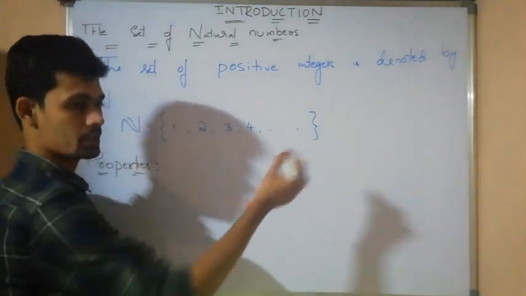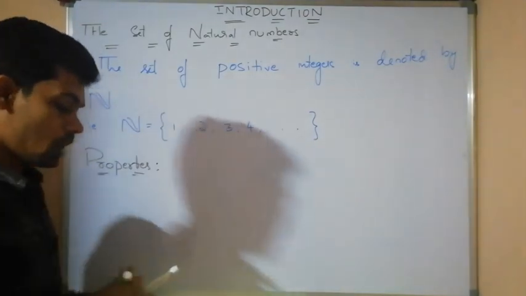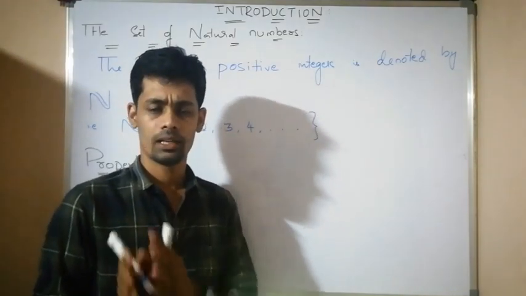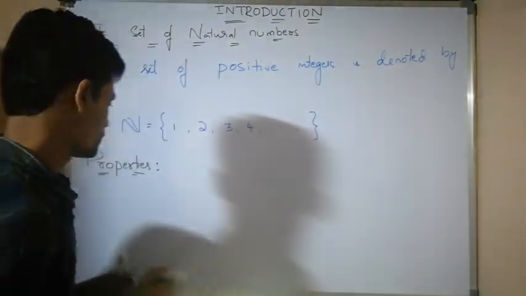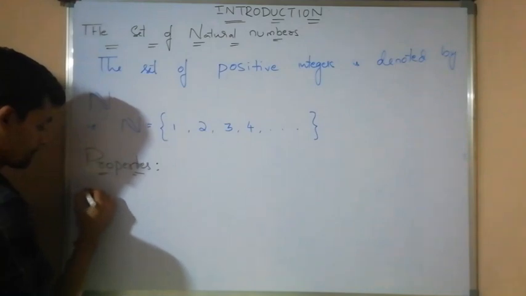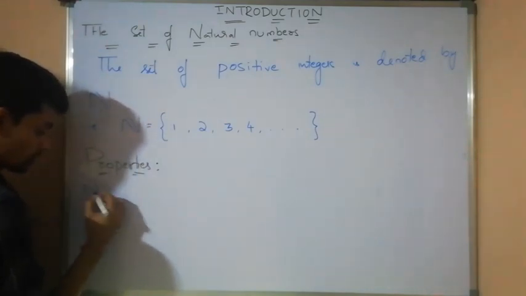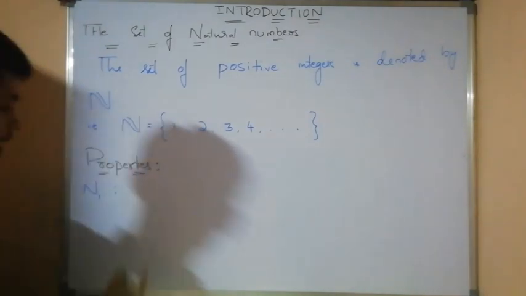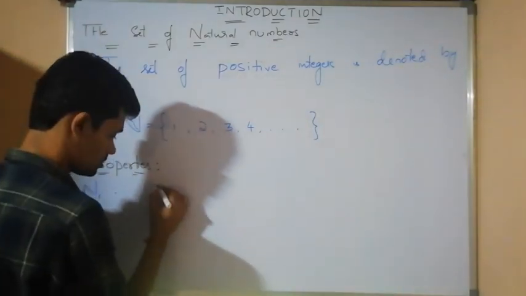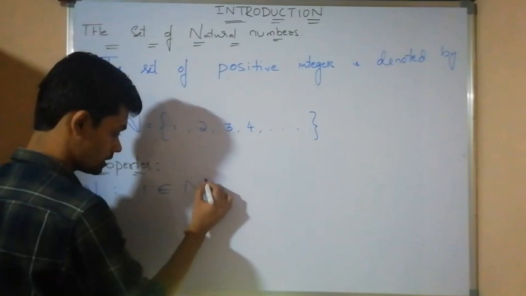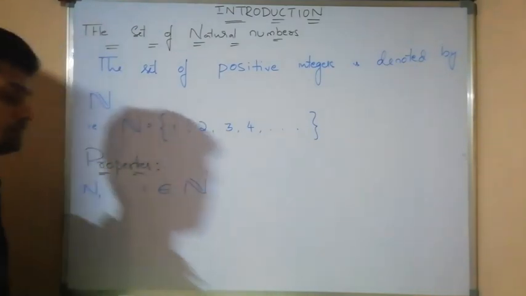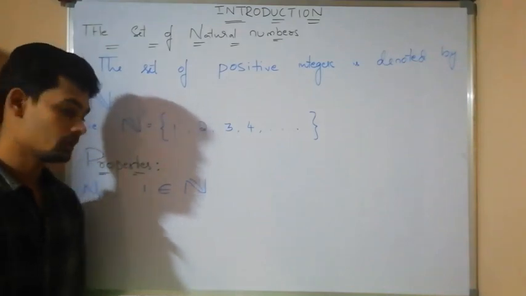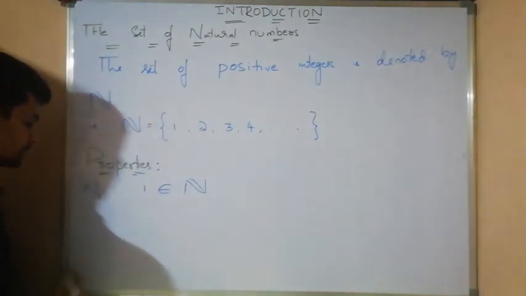Properties. You can say properties of natural numbers. Let us write down the properties of natural numbers. We will indicate the properties as n1, n2, and so on. First one, n1: 1 always belongs to the set of all natural numbers. That is the first property.